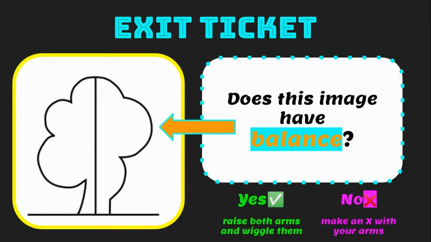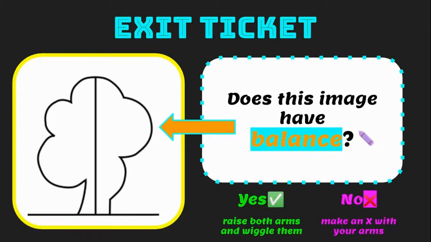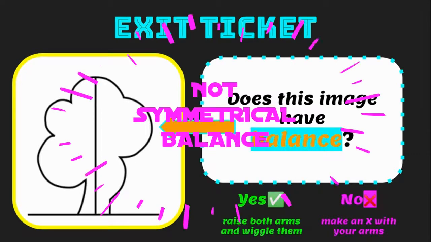Okay, now the question is, does this image on the left have balance? Okay, don't do it yet, but let me just explain. If you think, yes, this image has balance, you're going to raise both arms in the air and you're going to wiggle them. If you think, no, this picture does not have balance, you're going to make an X with your arms right in front of your body. Okay, ready? Does this image have balance? 1, 2, 3, go. Very good, boys and girls. No, it does not have balance.